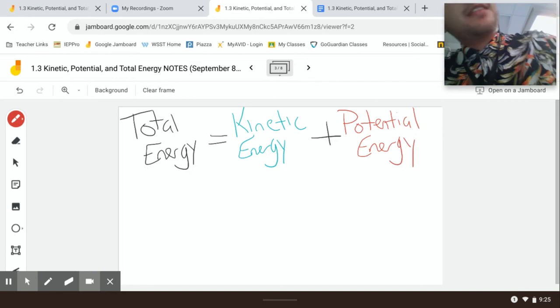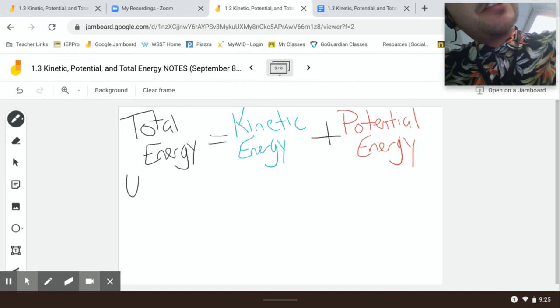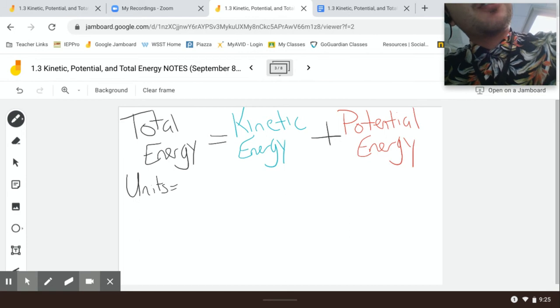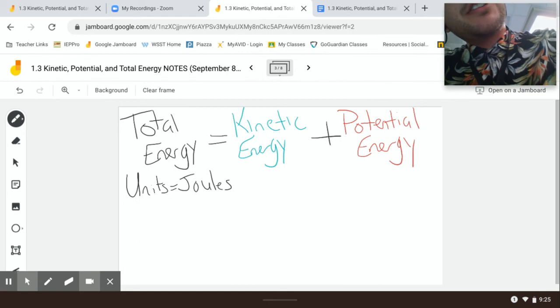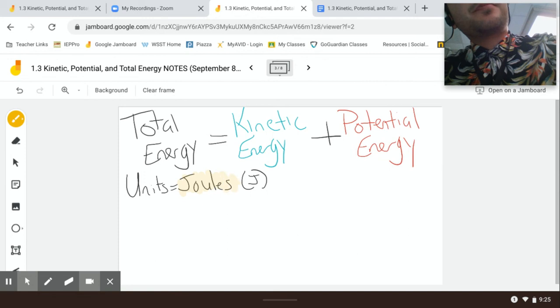Now, energy, no matter what kind of energy it is, the units for energy will always be joules. Whether it's chemical, mechanical, kinetic, total, potential, radiant, thermal, whatever it is, the units will always be joules. And it's pronounced joules, like jewelry, okay? So that's the units for this.